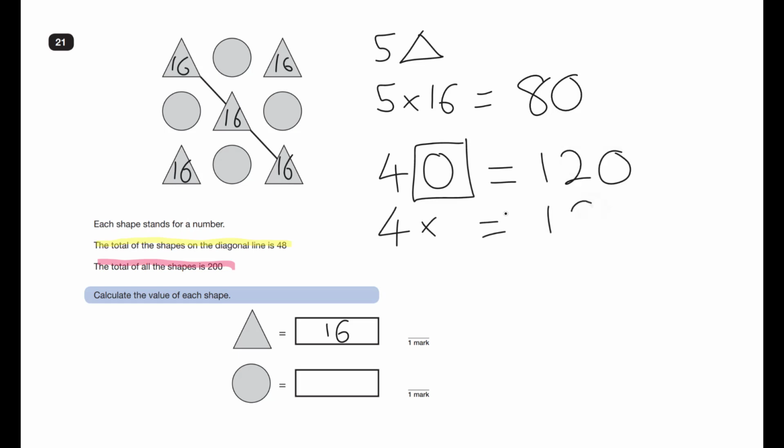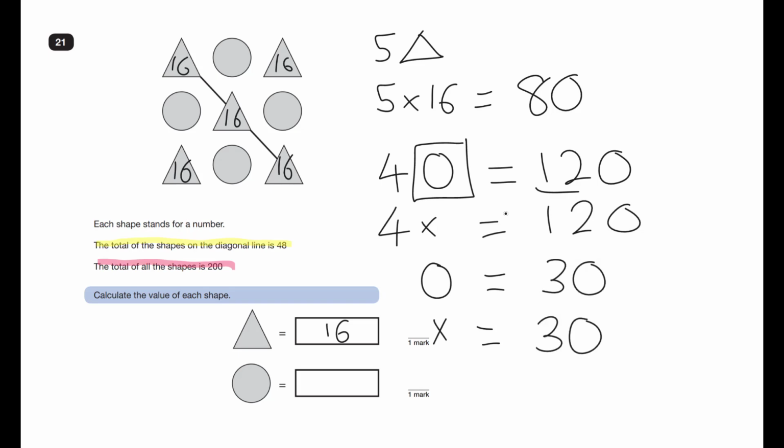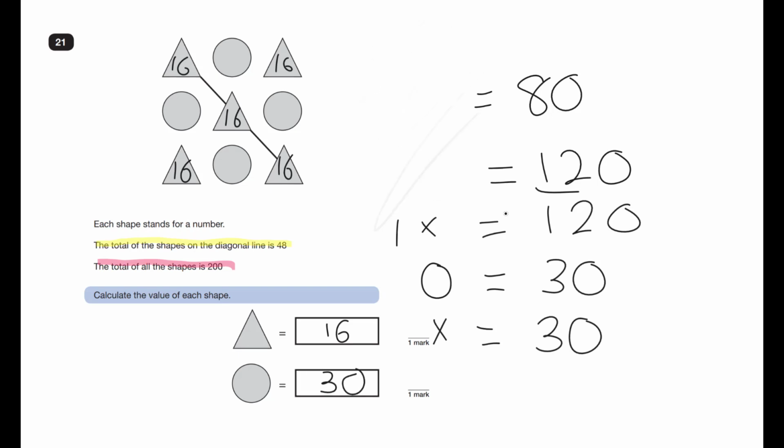4x equals 120. So 1 circle, or x, is going to be that 120 divided by 4, because there are 4 circles. So hopefully you can spot that there's the number 12 in 120. So you might be able to spot that 120 divided by 4 is 30. If you weren't able to do that in your head, simply do a little bus stop. And then what you can do is just double check it all.